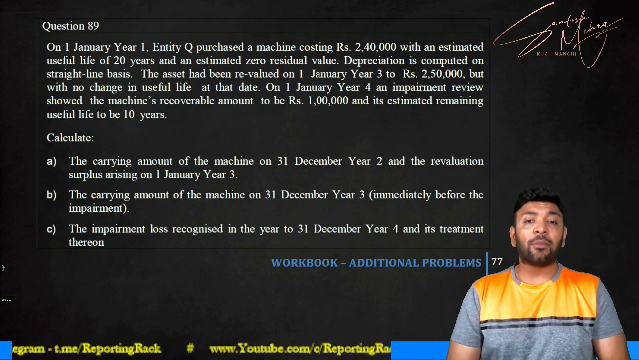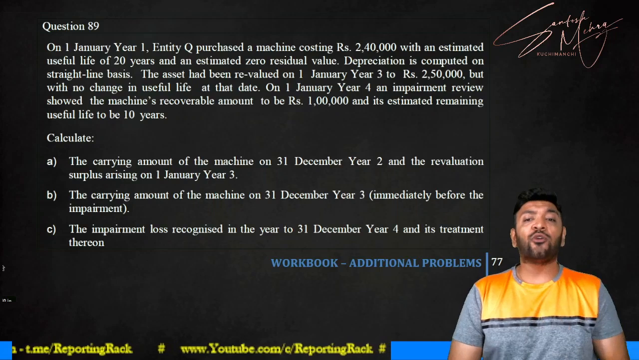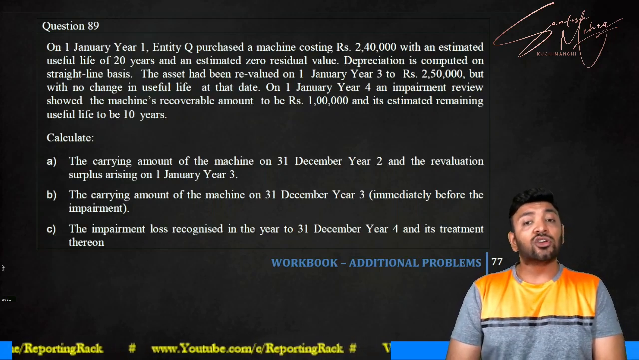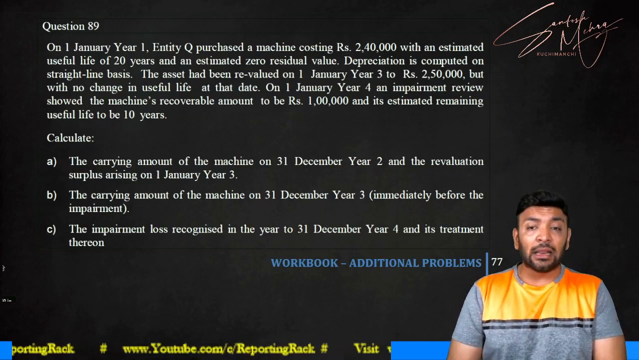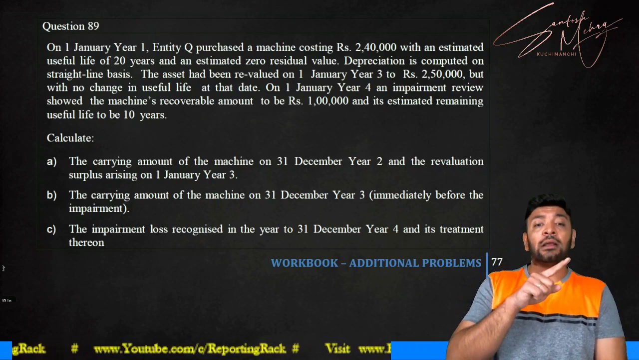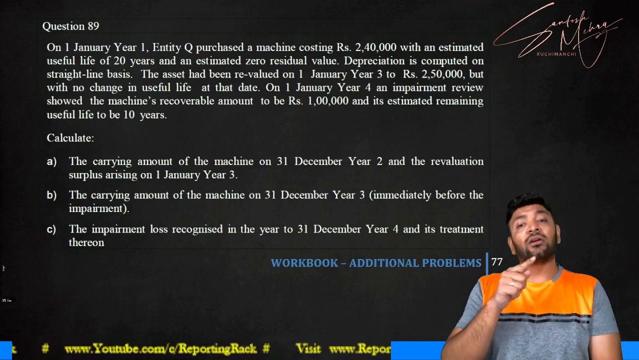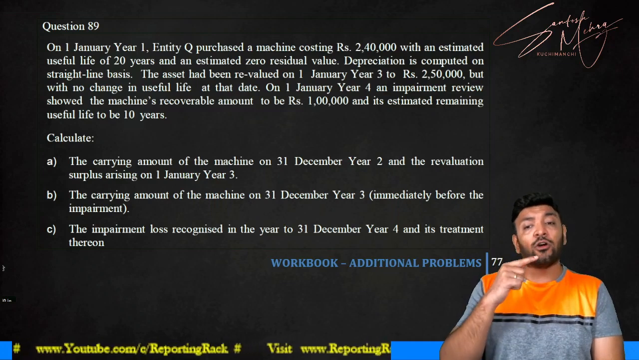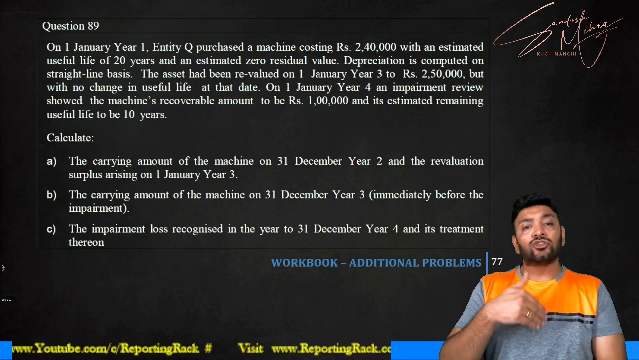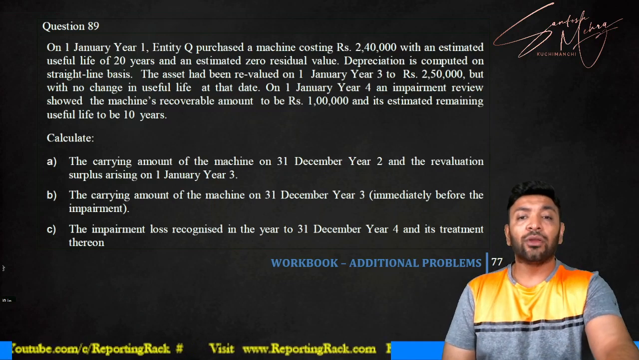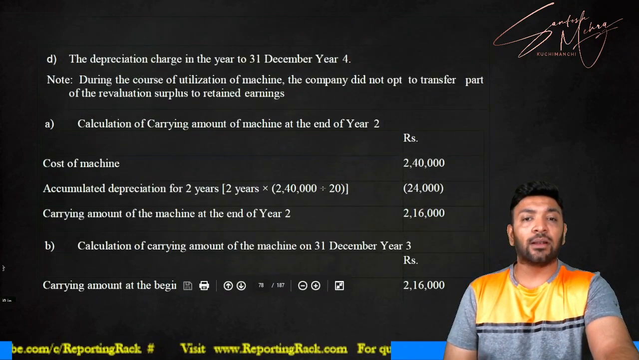Look at the question above. On 1st January year 4 itself, the impairment review showed. So that means you are impairing the asset at the beginning of year 4. He is asking you what is the amount to be recognized at the end of the year and therefore also what is the treatment thereon. So you have to identify what is the remaining carrying value of the asset as well.